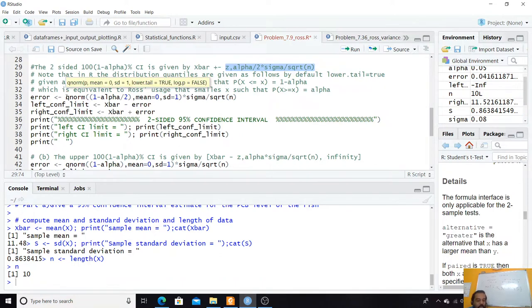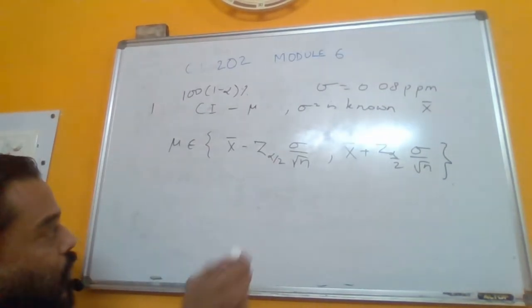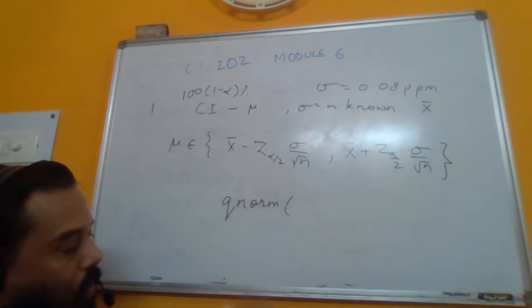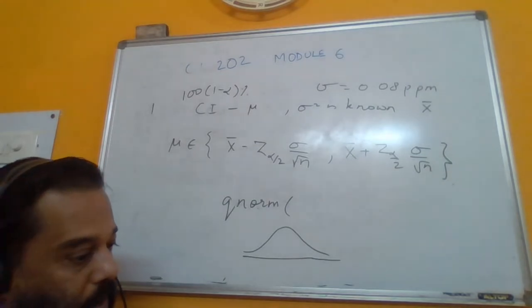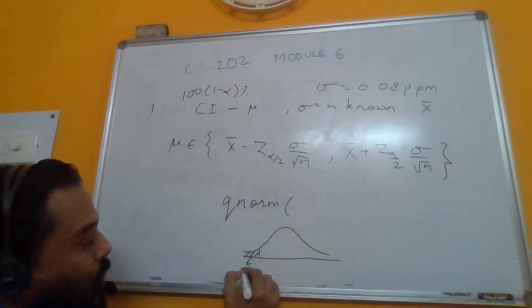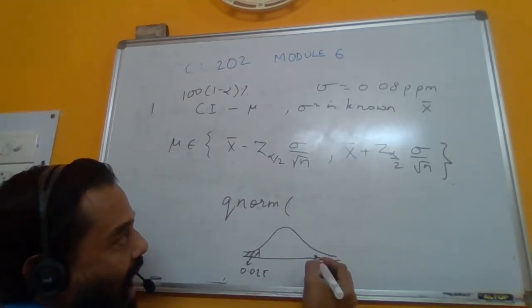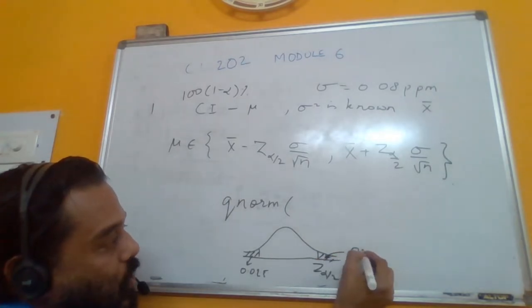So again, go back in terms of thinking, how is this qnorm? You will recollect that qnorm actually corresponds to, let me go back here. So when you use qnorm, by default, it gives you the lower tail probability. So if I tell it qnorm of 0.025, it will tell me the probability on the left is 0.025. Okay. For me, Z of alpha by 2 means that the probability on the right is 0.025.